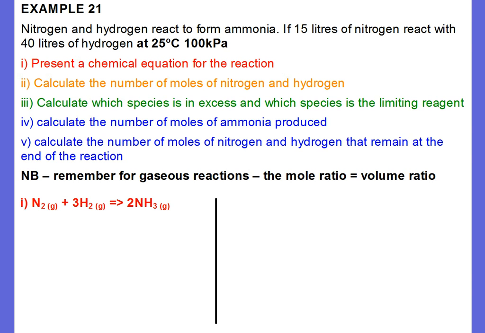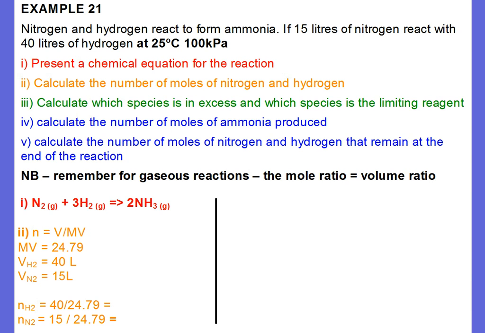The next part of the question, calculate the moles of nitrogen and hydrogen. So what data have we got? Well, we've got to find the number of moles, we've got to figure out the molar volume and the volume of each one. Using the data given, well, we know that number of moles is volume divided by molar volume. The molar volume here is going to be 24.79 based on the data we've provided, and we know the volumes of hydrogen and nitrogen are 40 and 15 litres respectively. So number of moles equals volume divided by molar volume for both of them.